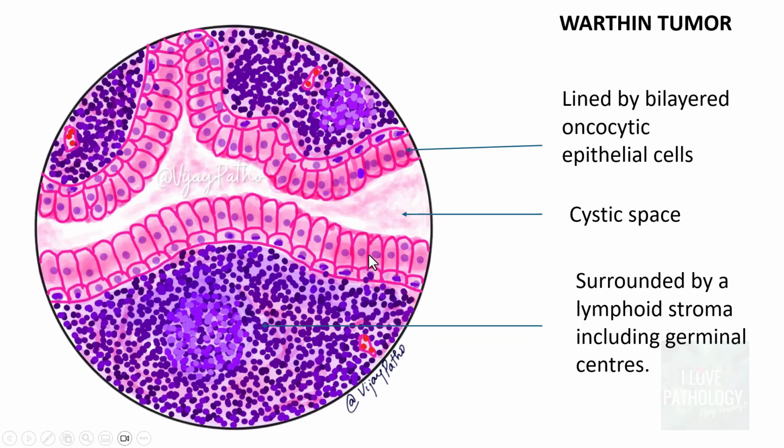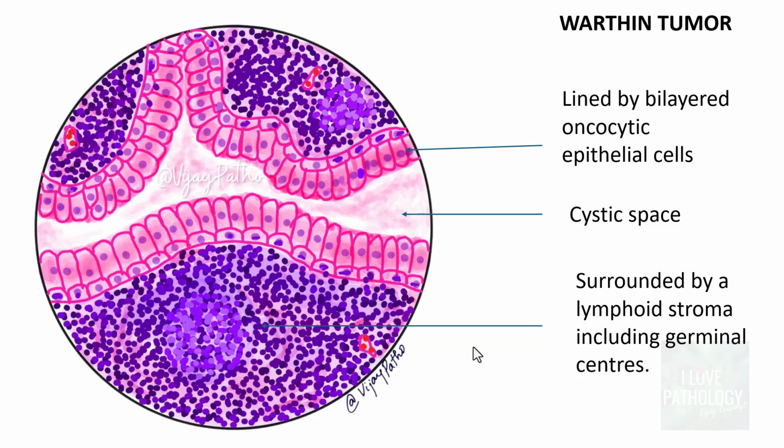They have abundant granular eosinophilic cytoplasm, and that is because they contain abundant mitochondria, and that's why they are granular in appearance in H&E stained slides. And this epithelium is surrounded by a lymphoid stroma. And this lymphoid stroma often has prominent germinal centers as well.